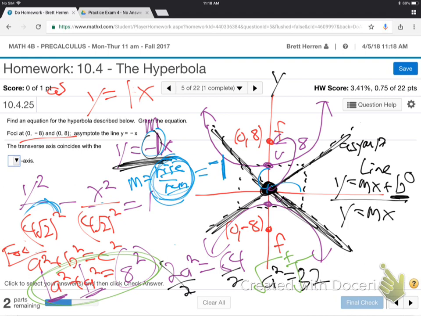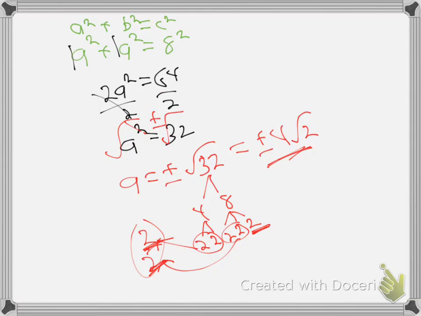16 times 2 is 32, right? Is that good? You tracking with me? I can make this 32 and make this 32, is my point. That's what 4 root 2 squared is, right? Want me to show that more clearly?